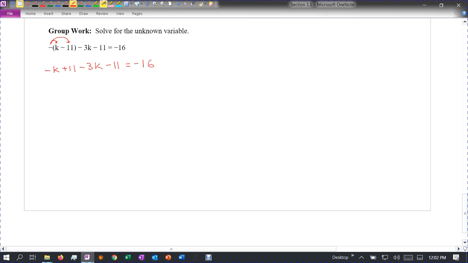Collecting like terms together, I've got negative k and negative 3k. That should give me negative 4k. I also have plus 11 minus 11. That's 0, so that's gone. Equals negative 16. And now I will divide both sides by negative 4 so I can get k by itself. These reduce out to give you just k. And then over here, negative 16 divided by negative 4 is just 4. So k is 4.